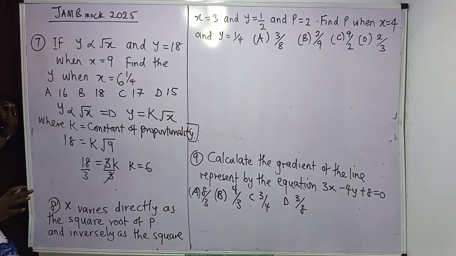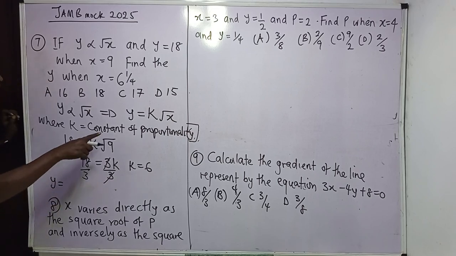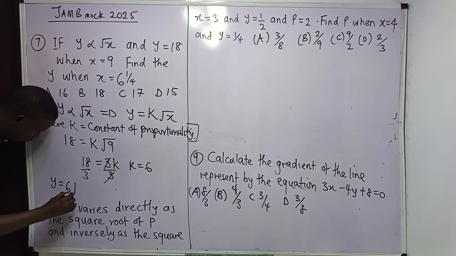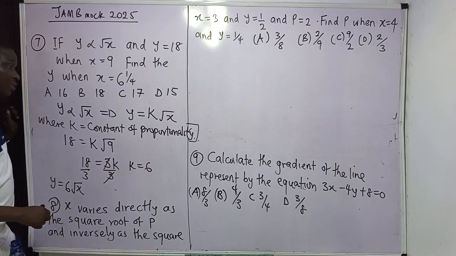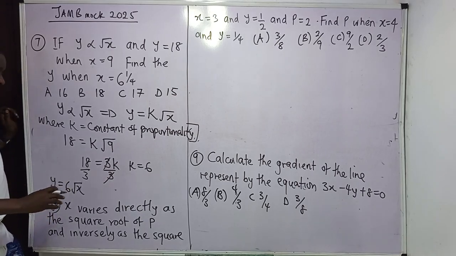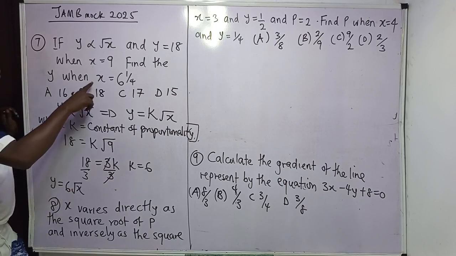6. Now, I have gotten that. They say find y. So y equals, what is our k now? 6 square root of x. This is our relationship, the relationship between y and x.